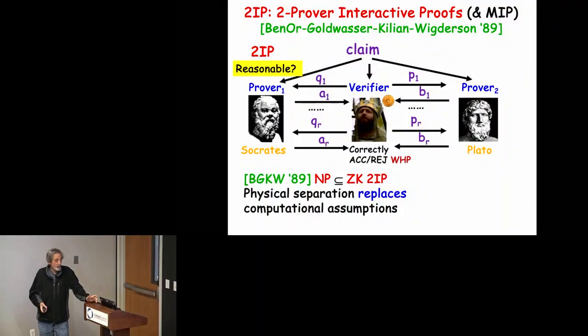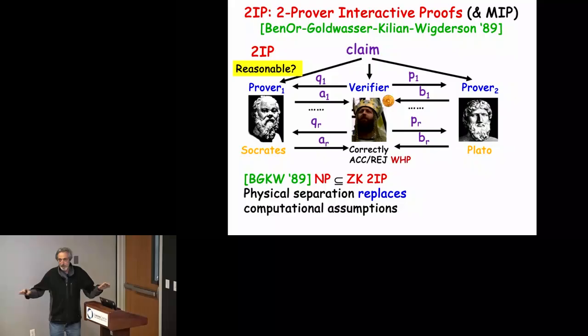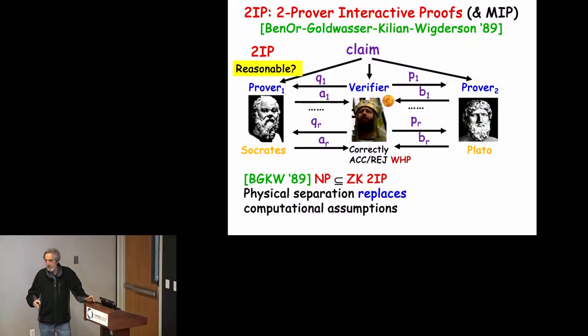I can tell you 2 stories about why it may be reasonable. One, this is the way police interrogate, let's say, 2 suspects of a crime, by putting them in different cells and interrogating them separately for consistency, say. So that models, in some sense, a situation in real life.